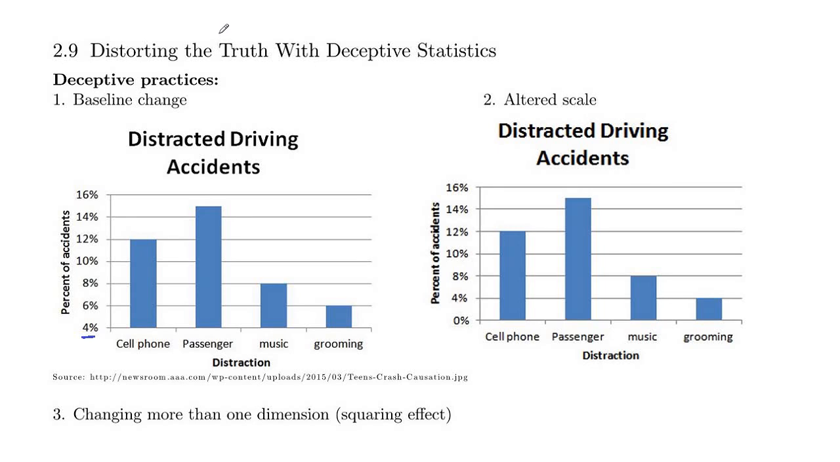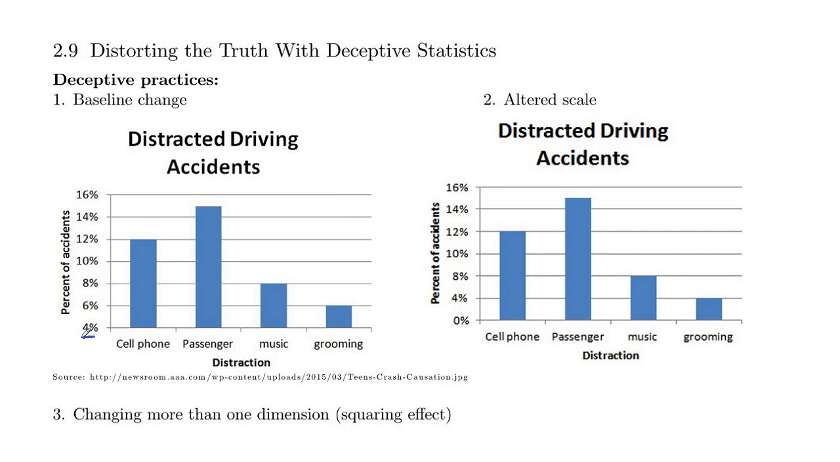Statistics can be incredibly useful when used properly. However, when used improperly, it can distort the truth and deceive. So in relation to graphical displays, here are some deceptive practices. The first one is called a baseline change.